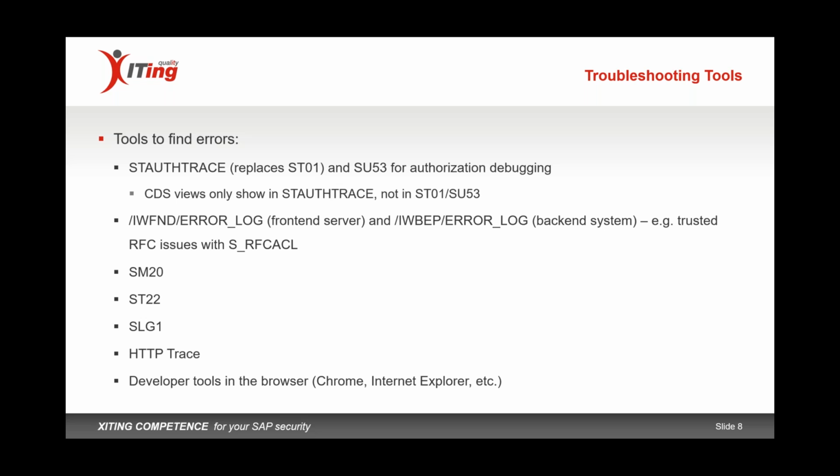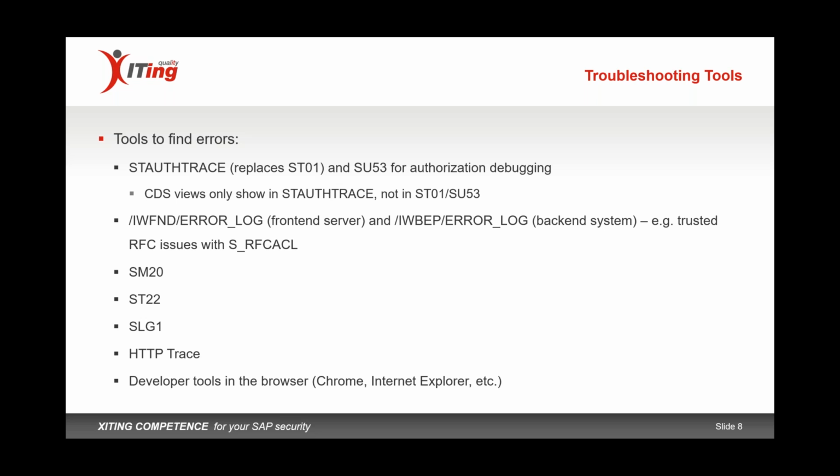There's a lot of different things that you can benefit from. ST01, if you switch it on, is still a local trace on your application server. With STAUTHTRACE, we can do that globally for all application servers, regardless of which one the user logs onto. Different things. The reporting capabilities are better. We have a better table view and different things.